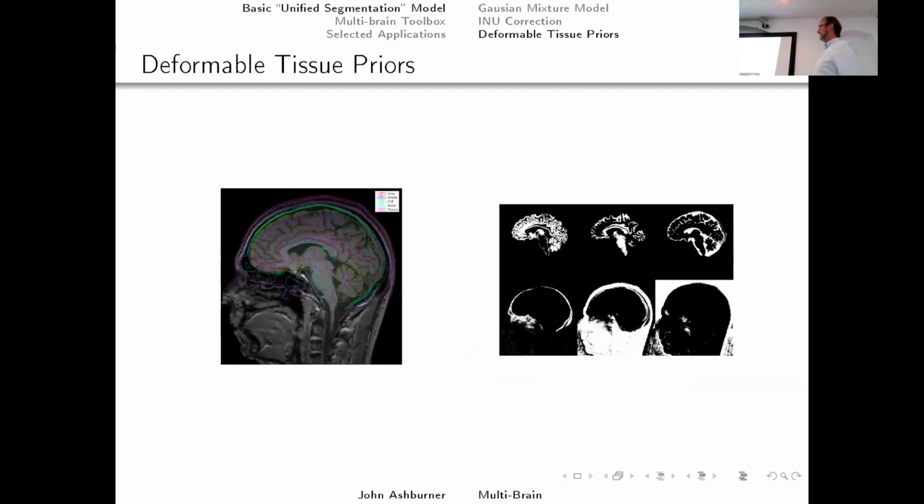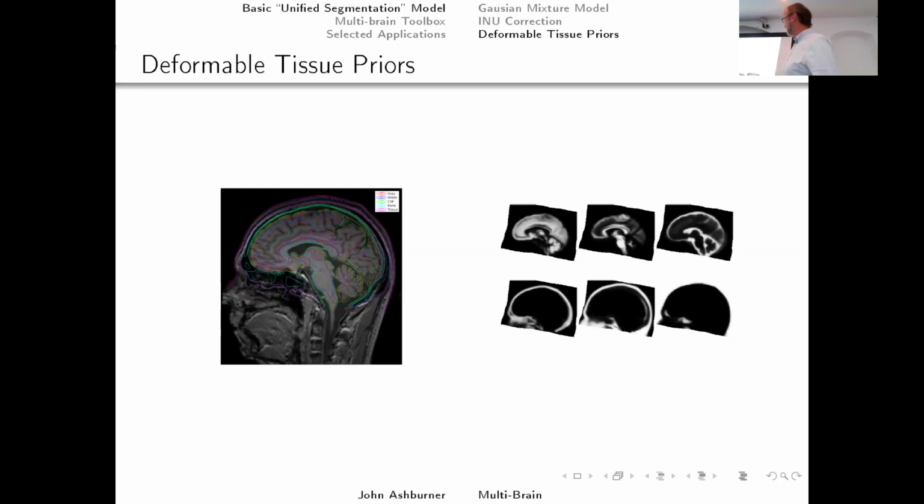And then the model has deformable tissue priors. Rather than using mixing proportions to give priors for the different tissue types, we can have deformable tissue priors that get overlaid on the image that we're segmenting. That would be a segmented image, and those are the tissue priors deformed onto the image. So we've got a registration component in the model.